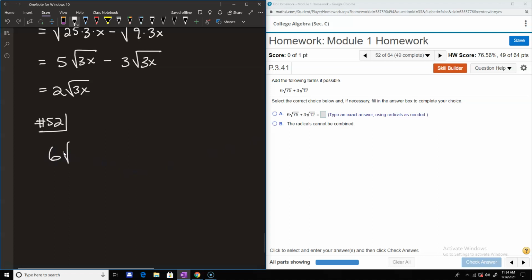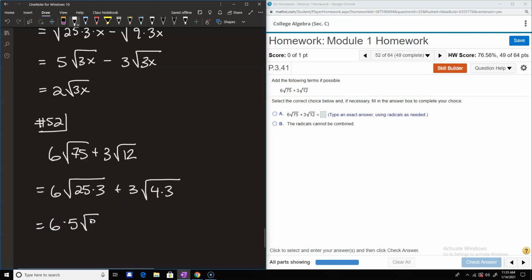So we've got 6 square root 75 plus 3 square root 12. And 75 I'm going to think of as 25 times 3. And 12 I'm going to think of as 4 times 3, because I know the square root of 25 and I know the square root of 4. So I get 6 times 5. The 3 remains inside the square root. The second term I have 3 times 2, and the 3 remains inside the square root. So 6 times 5 is 30, so I have 30 square root 3 plus 6 square root 3. These are now both like terms, so 30 plus 6 gives me 36 square root 3.